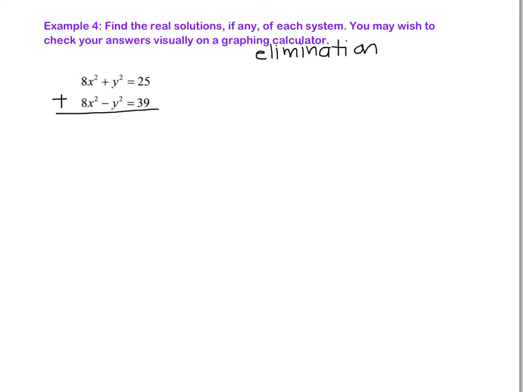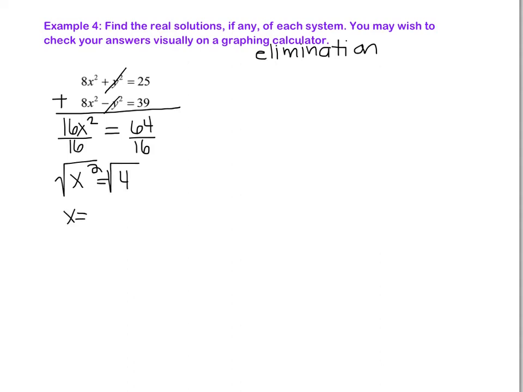If I was to add these vertically, I would get 8x squared plus 8x squared is 16x squared. And the y squared minus y squared would reduce to 0. That's the point of elimination. You get to eliminate one of your variables. If I add 25 and 36, I'll get 64. And now it's just a couple steps to get x by itself. I would divide by 16 on both sides and get x squared equals 4. I would take the square root of both sides and I'll get x equals plus or minus root 4, which is plus or minus 2.